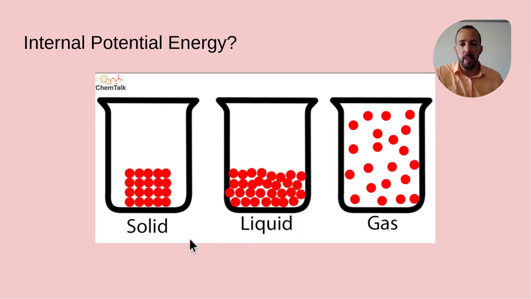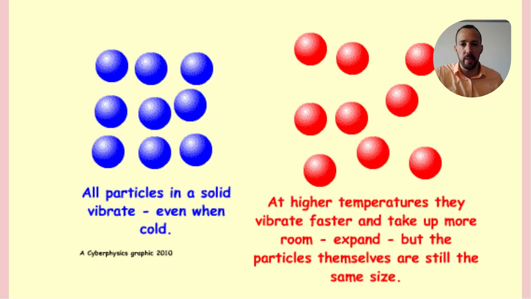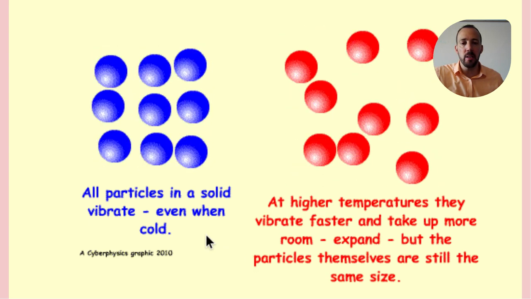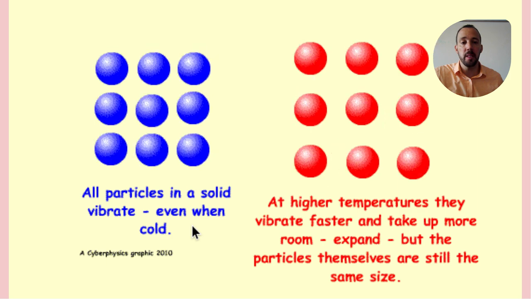So for internal potential energy, we have some examples of solids, liquids, and gases. In a solid, all the molecules are rigidly packed together. In liquids, they're able to flow a little bit more. And in gases, they're all bouncing around whatever container they happen to be in. But even in solids, they are still moving. They're vibrating, they're wiggling, and therefore they have some kinetic energy.